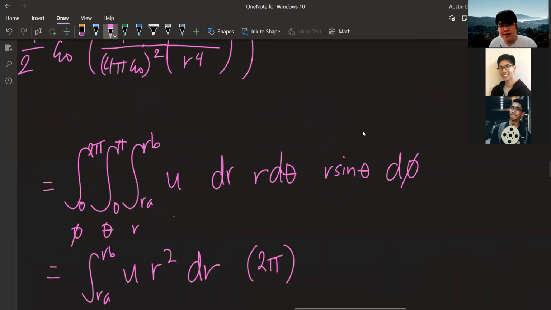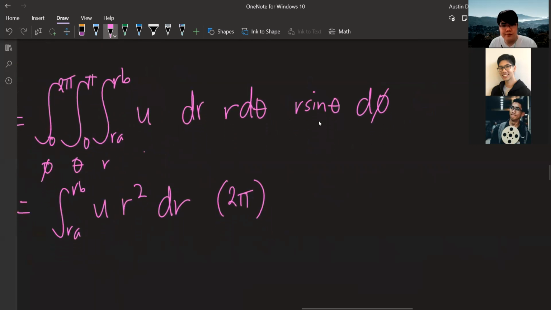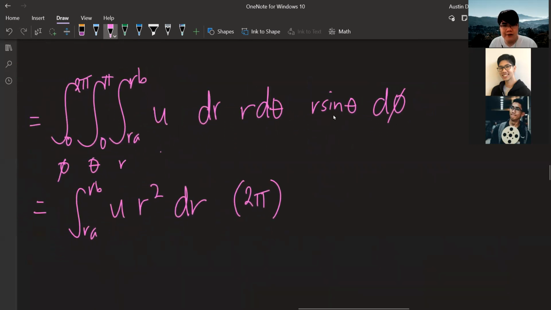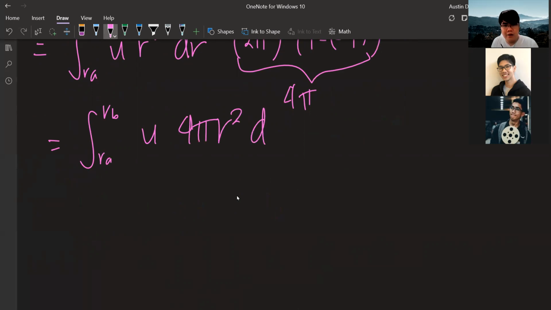And integral ng sine would be negative cosine, and evaluating that from 0 to pi, makakuha ka ng something na 1 minus negative 1. So that's 2. And this is all just 4 pi r squared.